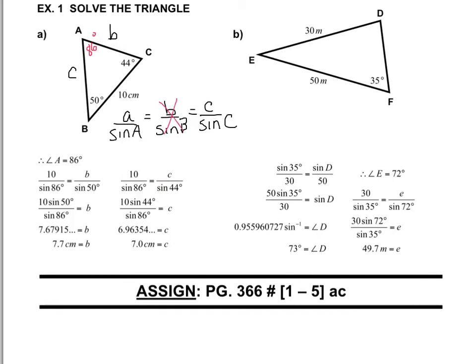And then it's solved very similarly. So we end up taking the sine of 44. It was divided by c on this side. It will move up and multiply with the 10, and you end up getting 7.0 centimeters.